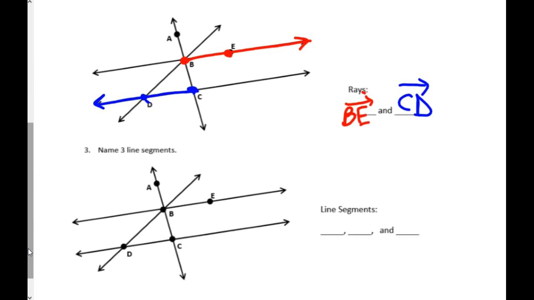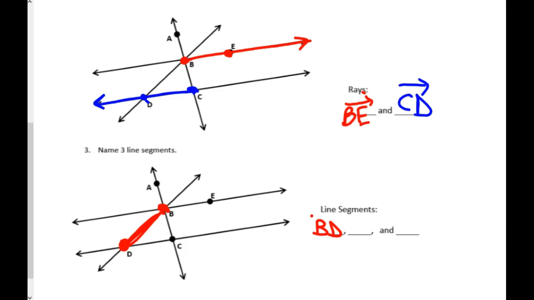Number 3, name 3 line segments. What's a segment? Part of a line with 2 endpoints. So let's just pick 2 points. Give me some points here. BD? Between B and D, no arrowheads? Yes, that is a segment.